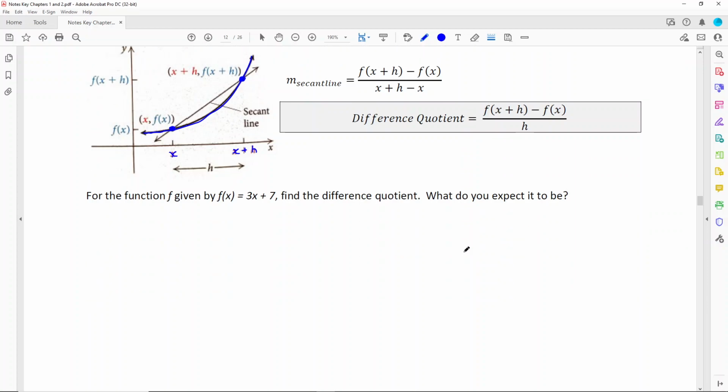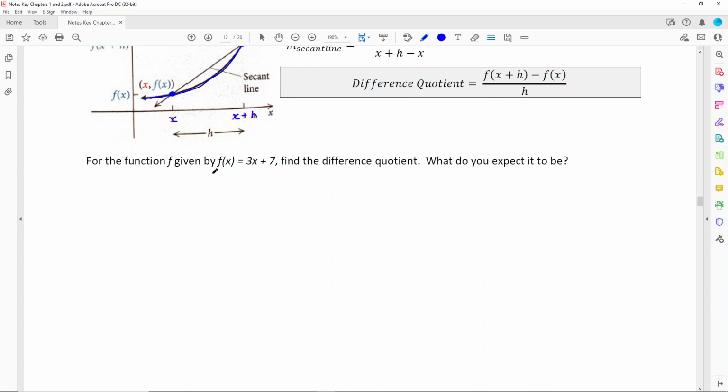So let's start with a linear graph. If I have a function, f of x is equal to 3x plus 7, and I ask you to find the difference quotient, this is going to be finding the average rate of change between any 2 points on the graph. What do we expect it to be? Well, if you remember back to y equals mx plus b, m is the slope. So I'm expecting my slope to come out as 3, because this is a linear graph. No matter which 2 points I find the slope between, it's always going to be 3.